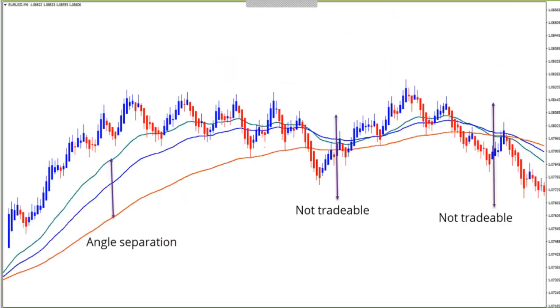Okay. Also, what is important with the system is the separation angle of these EMAs. This means that the trend is good and it's very tradable. This means that we don't trade it. So the EMAs in this example tell us that we also refrain from trading.